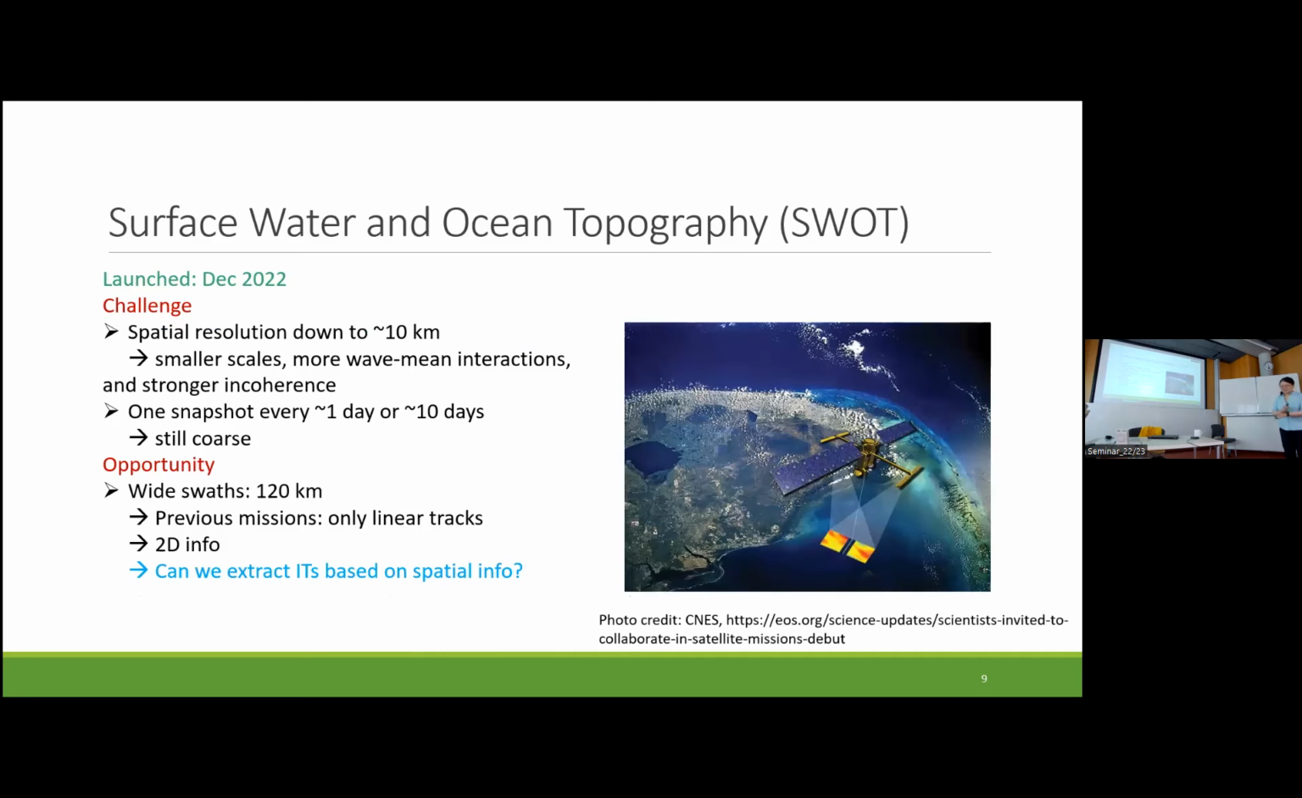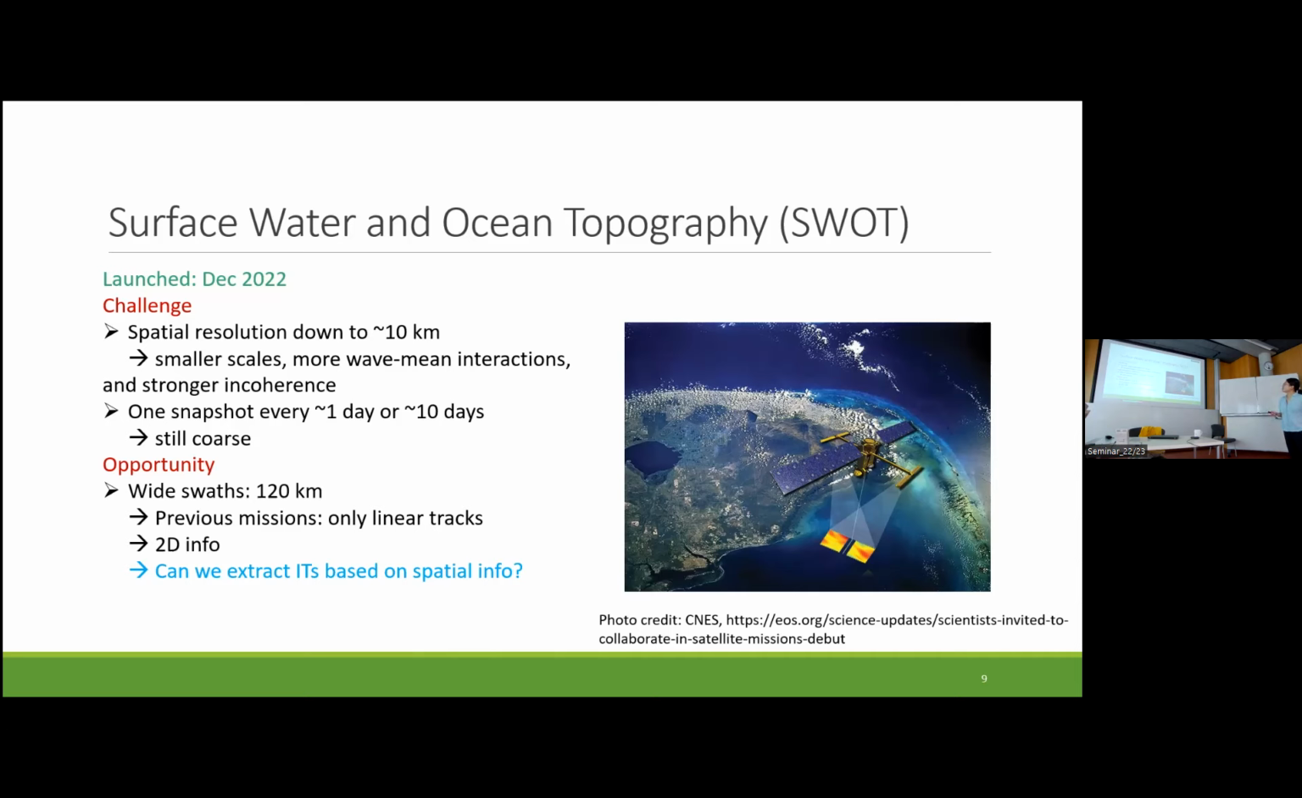And to make the problem even worse, it will probably get much worse for SWOT observations. The reason is that the SWOT observation is going to have much more refined spatial resolution, down to about 10 kilometers, which is about a factor of 10 more refined than previous satellite observations. And then intuitively, at smaller scales there should be more wave-mean interactions. So the incoherence will be stronger at smaller spatial scales.